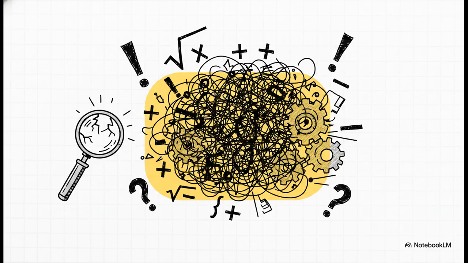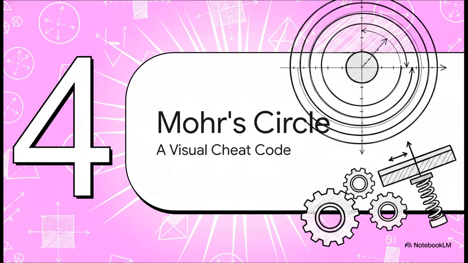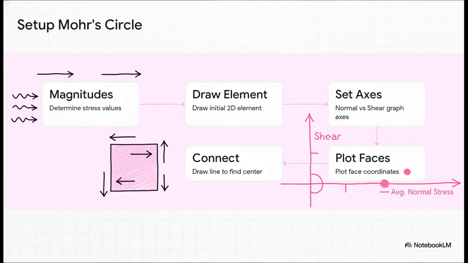It's super abstract. But what if there was a better, more intuitive way to do this? That takes us to Section 4, Mastering Mohr's Circle. Enter Mohr's circle. This is literally a visual cheat code that transforms all that abstract math into really simple geometry.